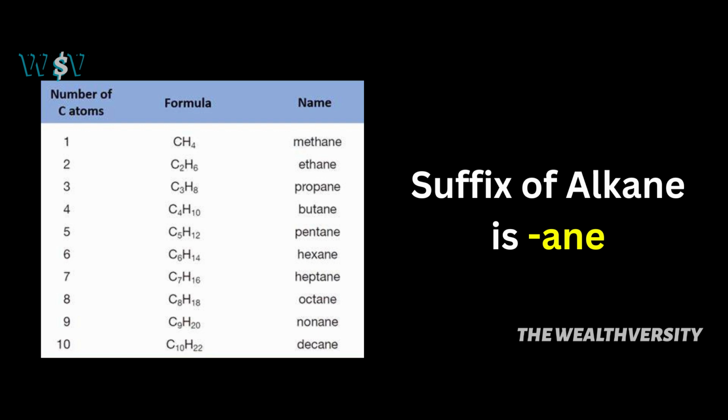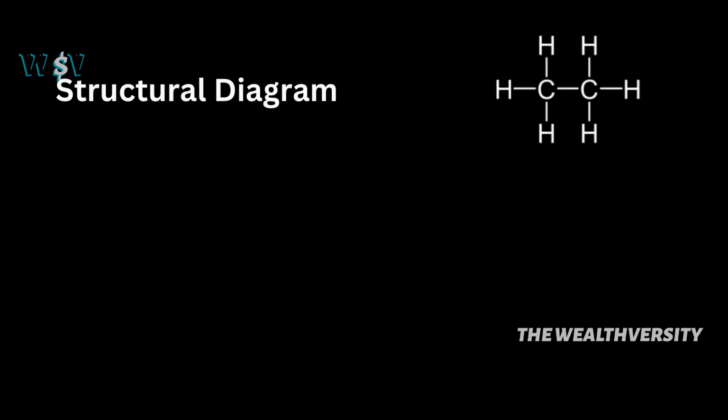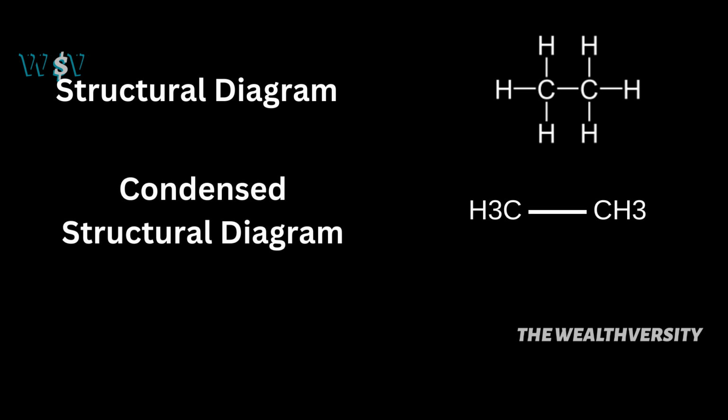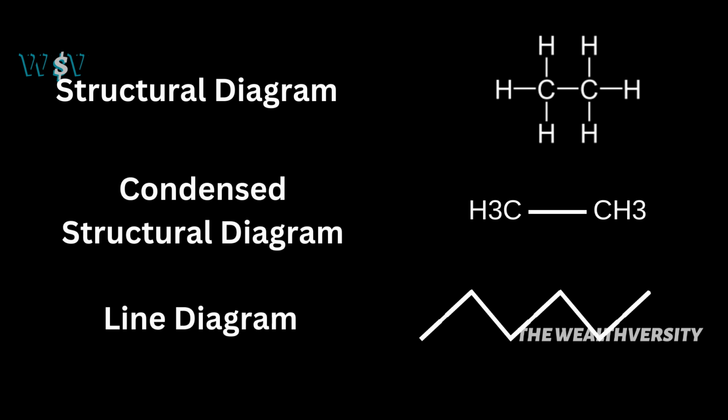Now, how do we draw these organic compounds, you may ask? Well, it's much simpler than you think. There are 3 different ways of drawing an organic compound: structural diagram, condensed structural diagram, and line diagram. A structural diagram shows each single atom bonded to another atom. To start drawing any compound, always start with drawing the carbons, then proceed to fill the rest with hydrogens. Remember, each carbon can only have up to 4 bonds.